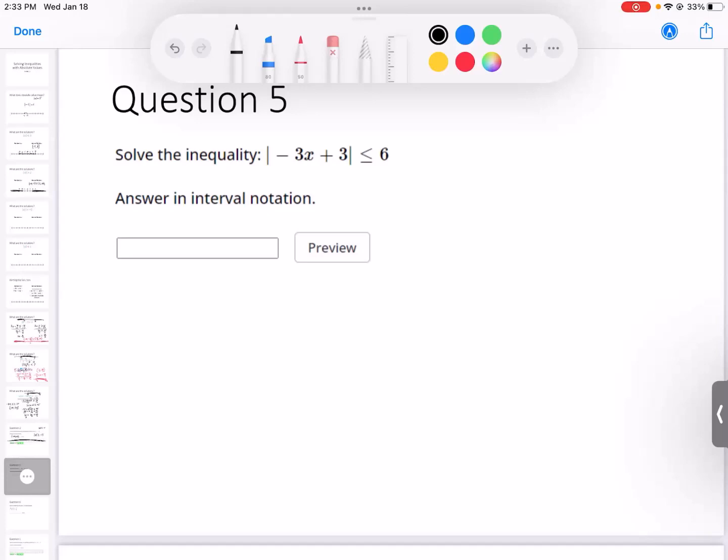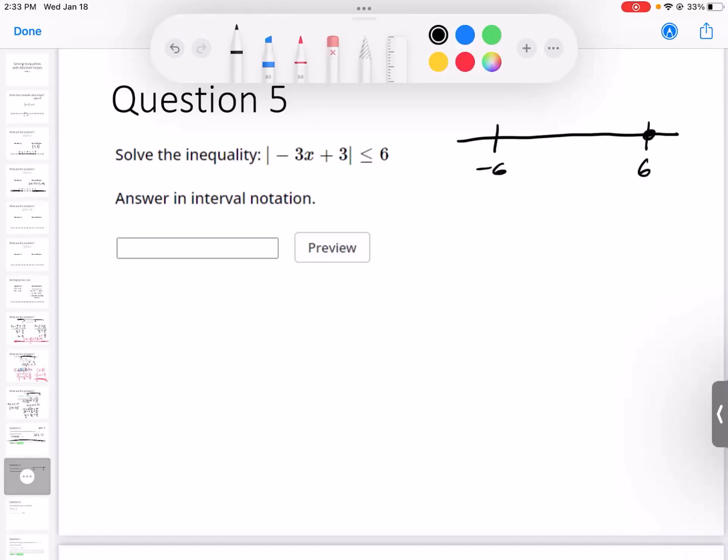So this is question 5 if you want to follow along, but you're always welcome to just work on your homework if you feel like you've got it. On this one, since the absolute value stuff is already by itself, I'm going to go ahead and do my number line thing. And this one is an inside, or a between, problem, because this absolute value stuff could equal 6, because 6 is less than or equal to 6.